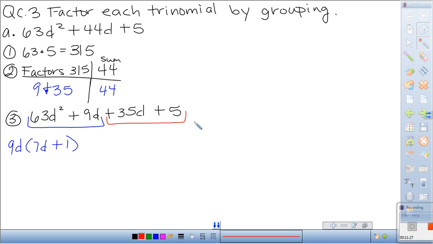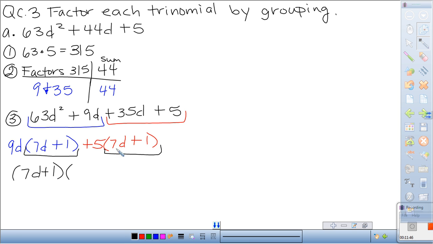Then on our second group, we can pull out a 5, so plus 5 times 7d and 5 times 1. And then we see we have that common binomial here that we can also factor out. So I'll factor out a 7d plus 1 times, and then your leftover terms become their own binomial, 9d plus 5, and there's your answer. FOIL to check.